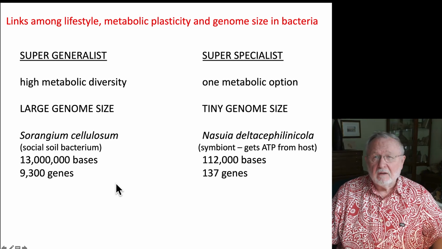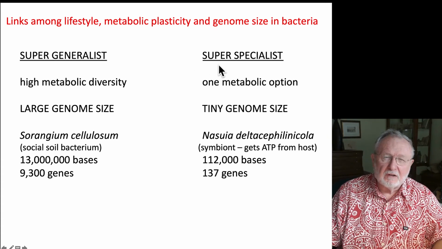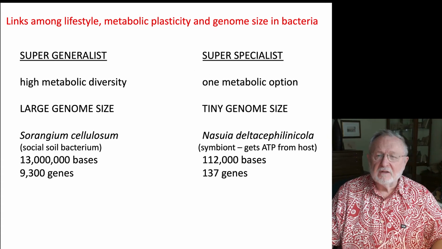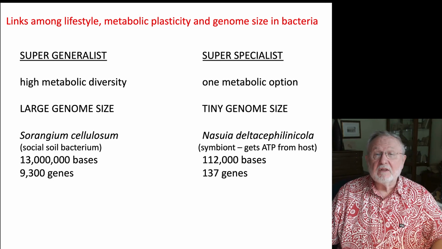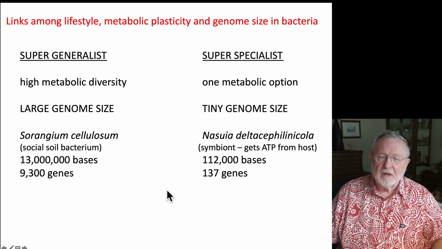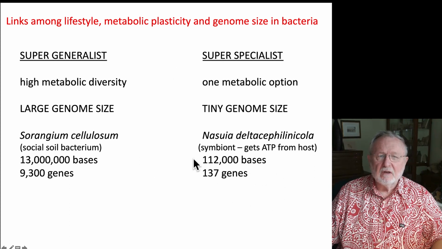On the other hand, we can find some prokaryotes that are super specialists. They have one metabolic reaction that they can conduct, and that is their niche. They tend to have a tiny genome size, and many fewer genes, in some cases as few as 137. So we can find quite a contrast between super specialists and super generalists, looking at metabolic plasticity in archaea and bacteria.